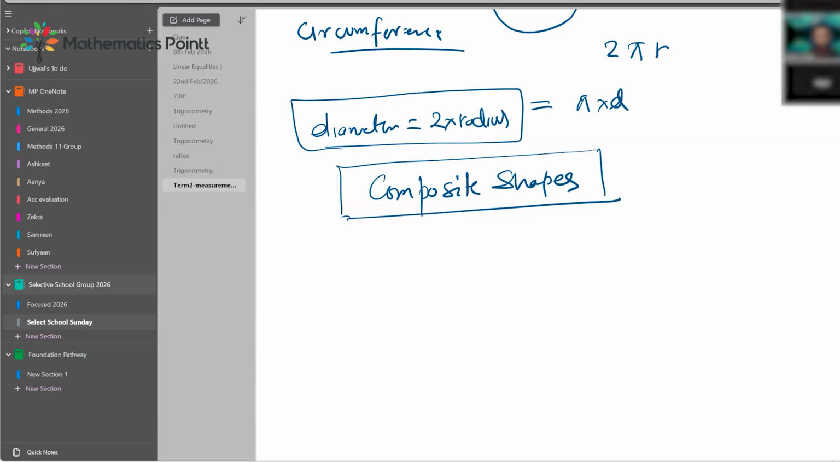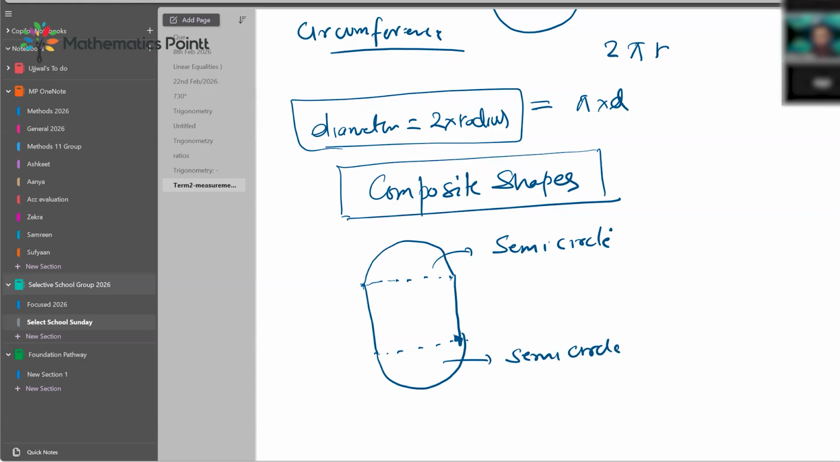when different shapes come together and make an irregular kind of shape, you can still break them down into regular shapes. Regular shapes are your triangle, your circle, your rectangle, your square. Those are regular shapes, right? So for example, if I have something like this, this is a composite shape. Why? Because it is made up of a semicircle here, a semicircle here, and maybe a square here. So this is an example of a composite shape.